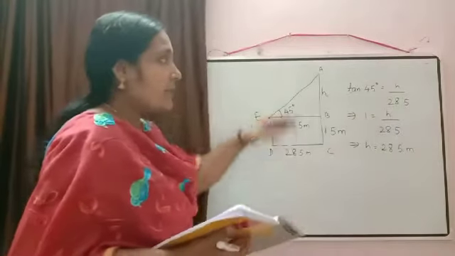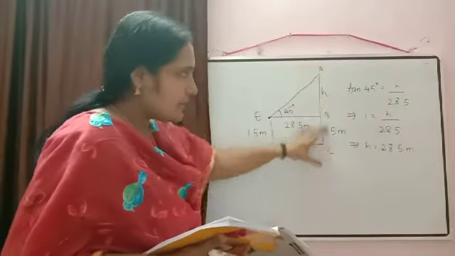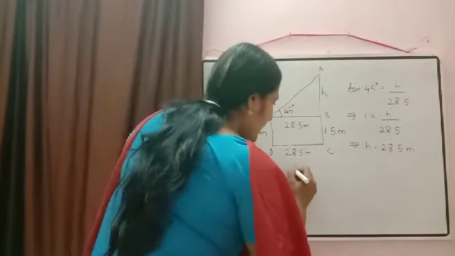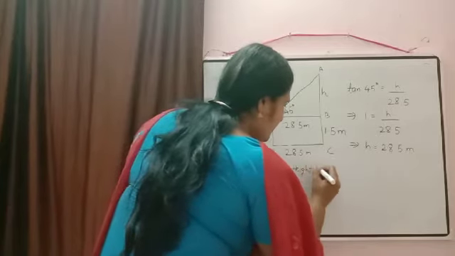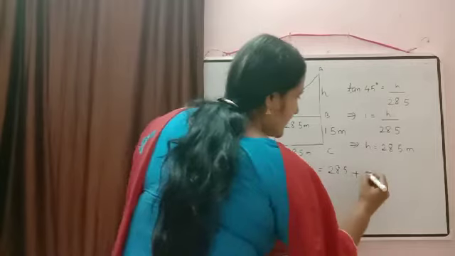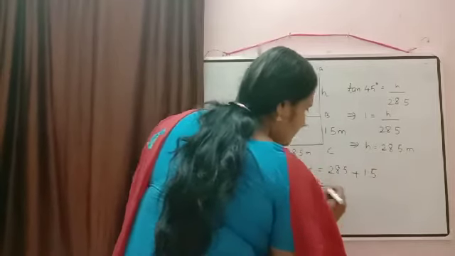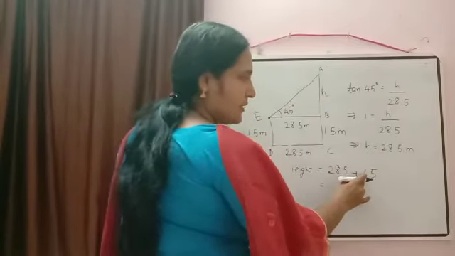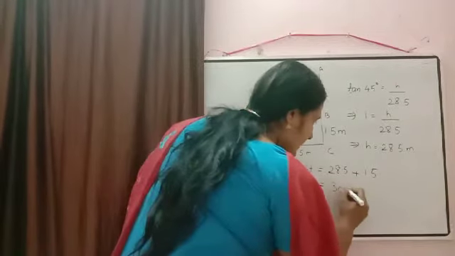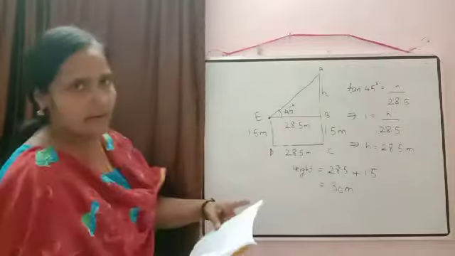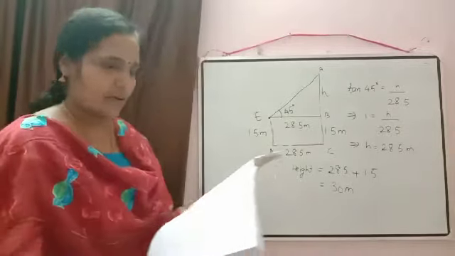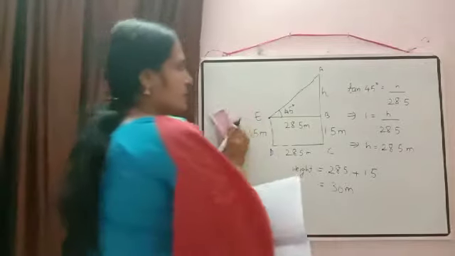But that is not the height of the chimney. Height of the chimney means that will be the total height. So just write down there. Height of the chimney is equal to 28.5 plus 1.5. So 28 plus 1 will be equal to 29, and 0.5 plus 0.5 will be equal to 1. So we will get here 30 meter. So at last write down the answer statement. Clear? Okay.